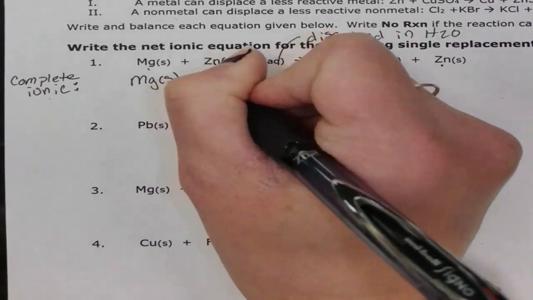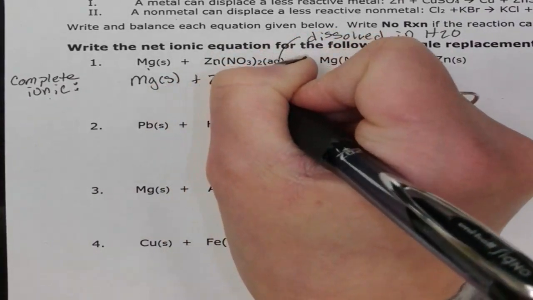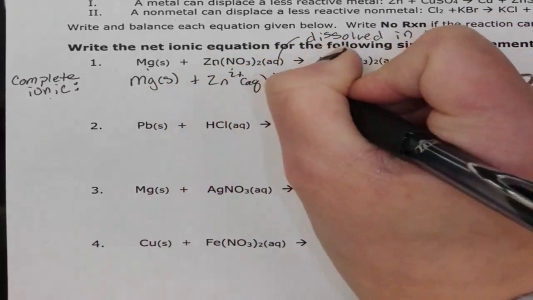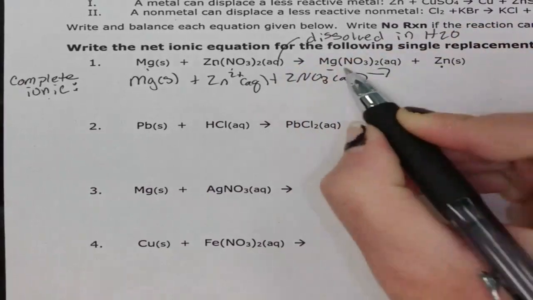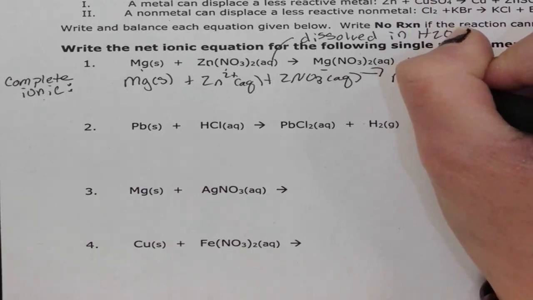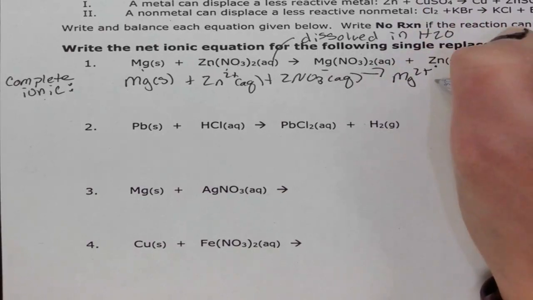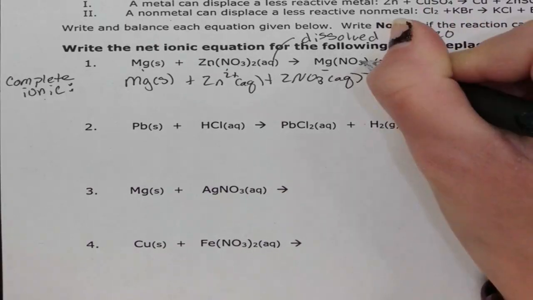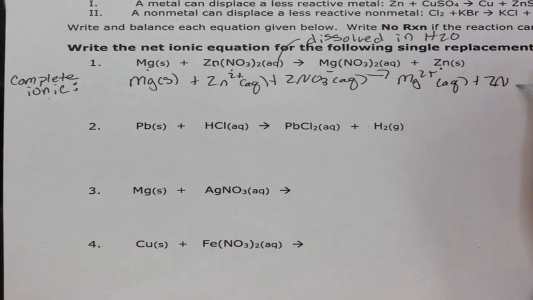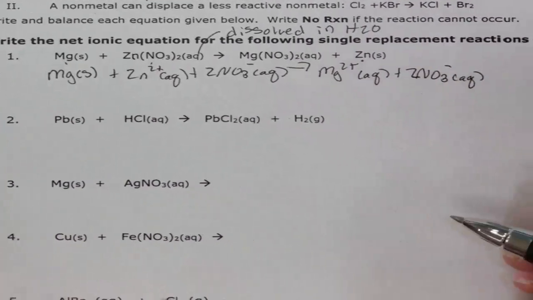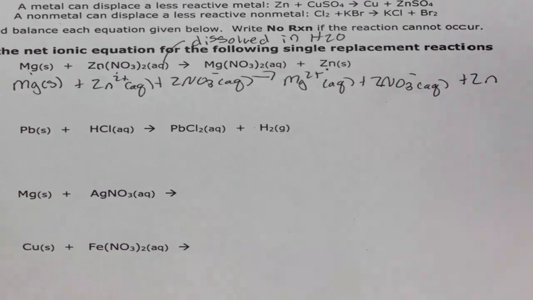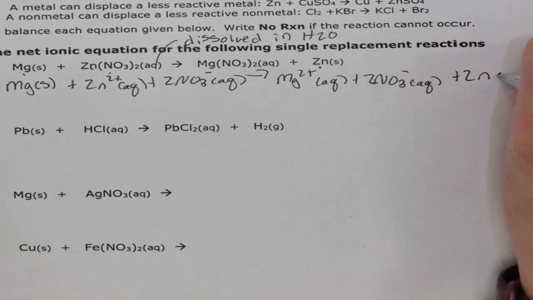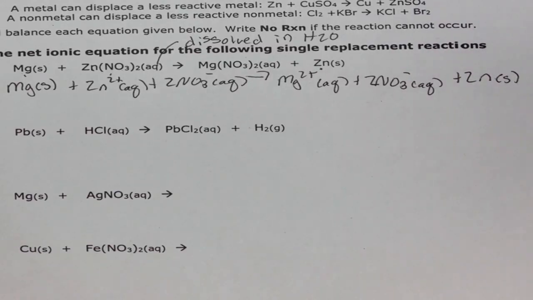So magnesium solid and zinc and 2 nitrates is going to yield magnesium ion because it's an aqueous, 2 nitrate ions, and my solid zinc.